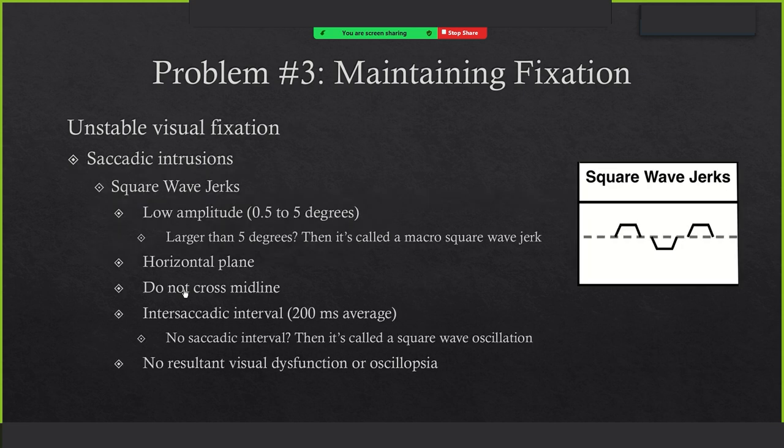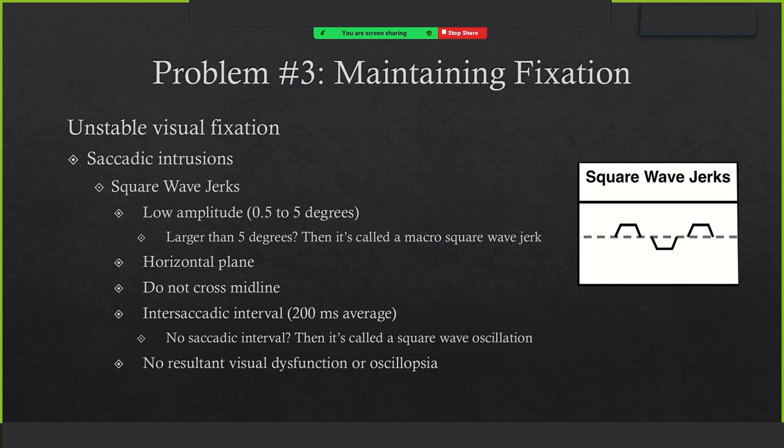The first we'll discuss is square wave jerks. The reason it's called square wave, the jerk is fast and then it stops abruptly, creating a right angle, a square wave. That's if you're plotting the movements of the eye on this graph. These are low amplitude, less than 5 degrees. They're confined to the horizontal plane. They don't cross the midline. That is, it takes you off target, you go back on target, but you don't overshoot. And there's an interval between them. They don't really result in much visual dysfunction.